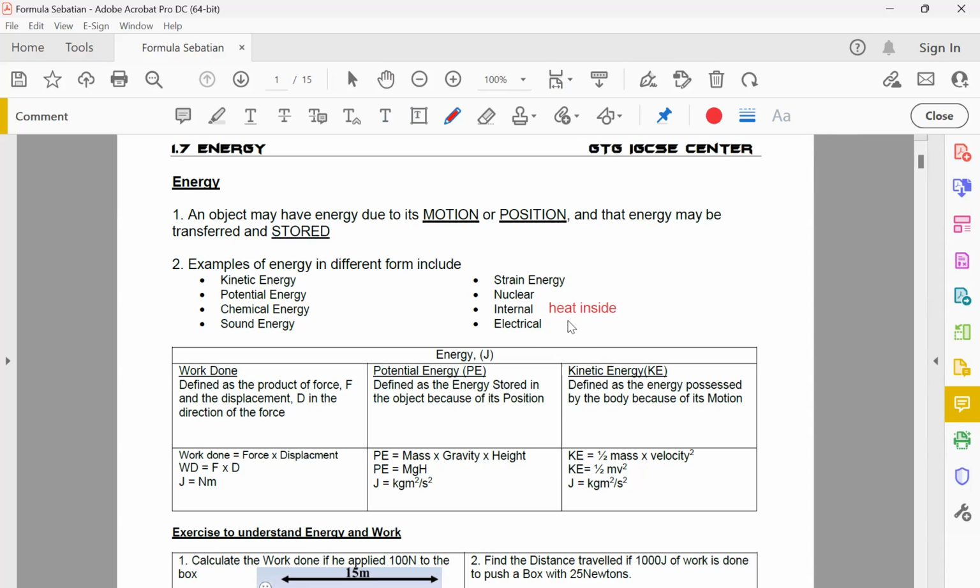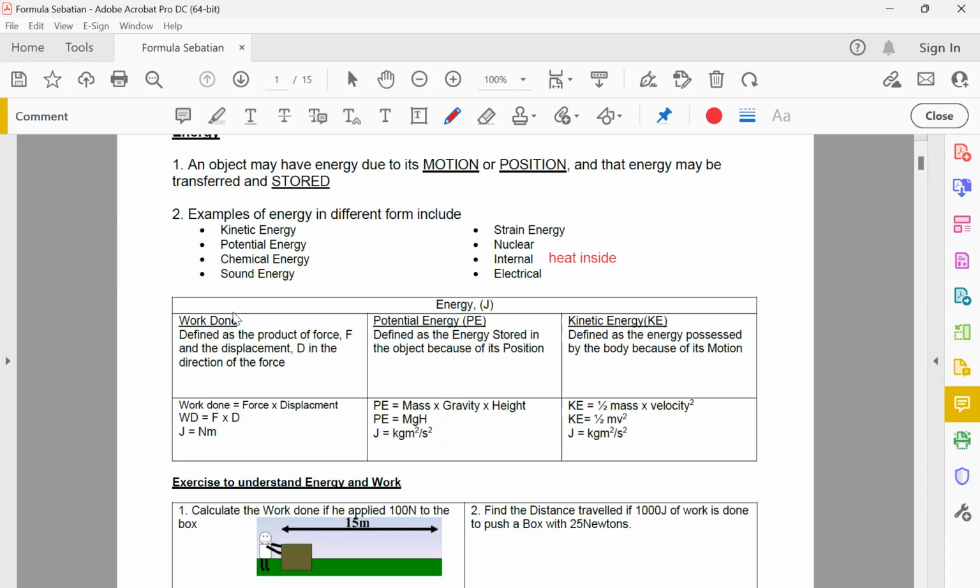Yeah, but it is correct. Anything that has hot inside will have internal energy. And electrical is basically electricity. Anything that powers up all these electrical devices is electrical energy. Then these are the three energy formulas that you must know of.